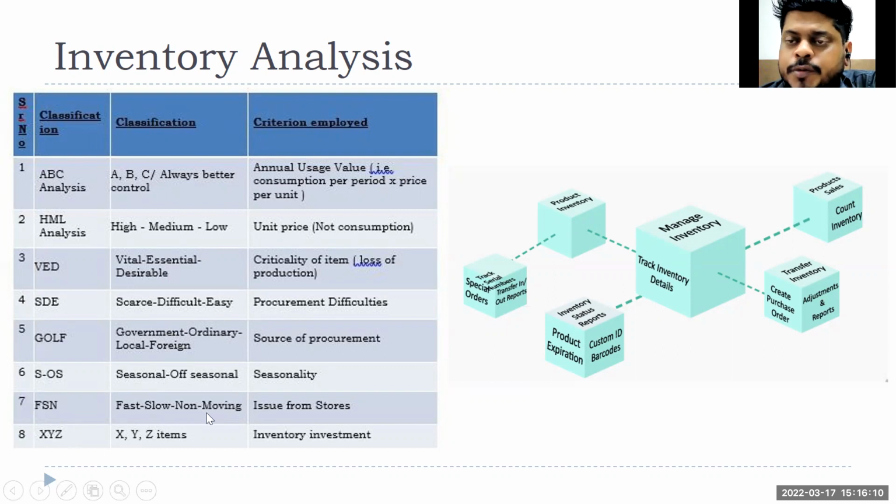FSN: fast moving, slow moving, non-moving. This is much more required for FMCG retail stores, right? Because they want to keep those products where inventory turnover is more, so that they can quickly sell the item. If the brand is saying, no, keep my product, but it is not being sold, customers are not buying, they have to keep track of this also. Apart from ABC analysis, they have to keep track of which products are not moving.